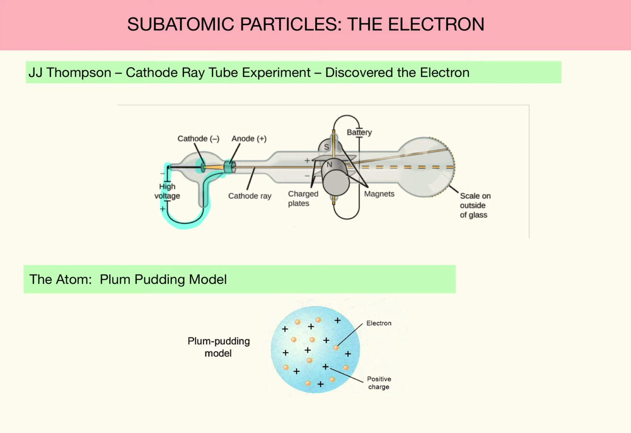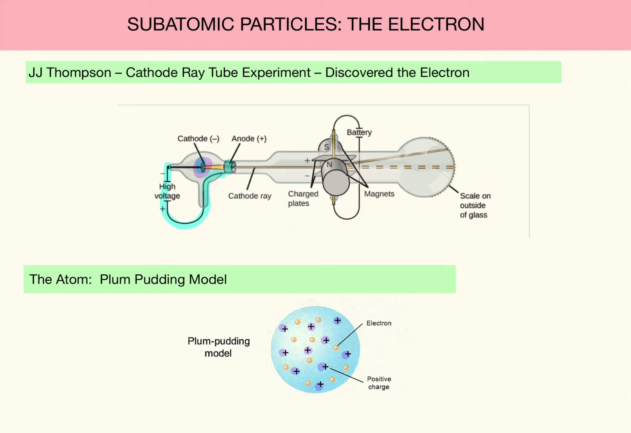Now, it was also well known that the element that he used was charge neutral. So, if it's charge neutral, and we know that it has a bunch of negative charges in it, electrons, then what else must be true? Well, if it's charge neutral, it must also have a lot of positively charged material. And so the model became known as the plum pudding model.